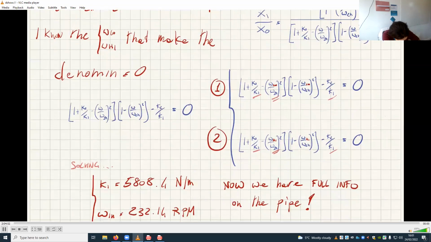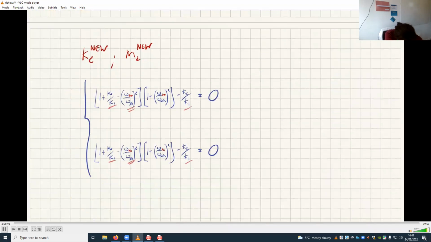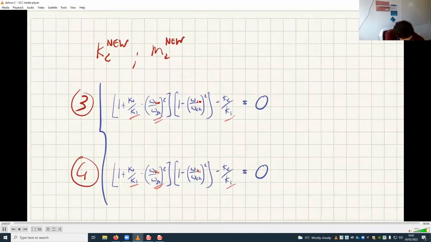And so again, this is exactly the same thing. I'll call this equation 3 and this equation 4. I have omega low star and omega high star. So these are the other two omega low and omega high. And my unknowns are not K1 and omega 1n anymore. My unknowns are now K2 and M2, which is inside omega 2n.